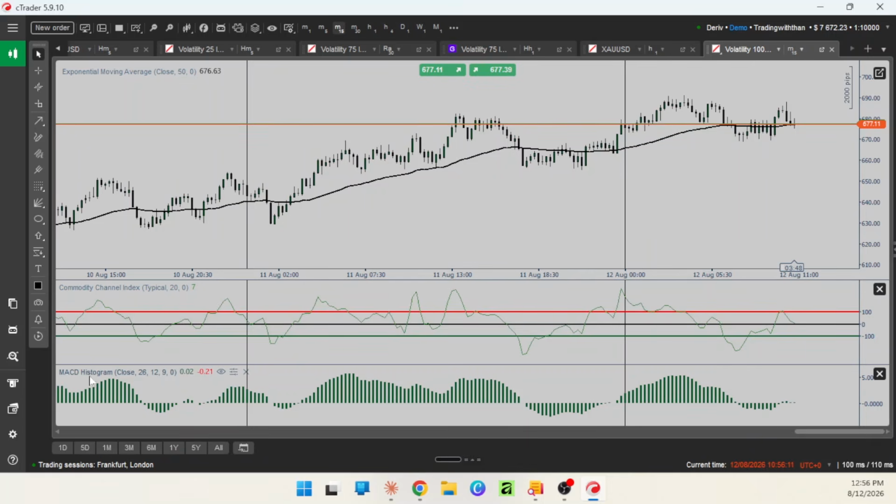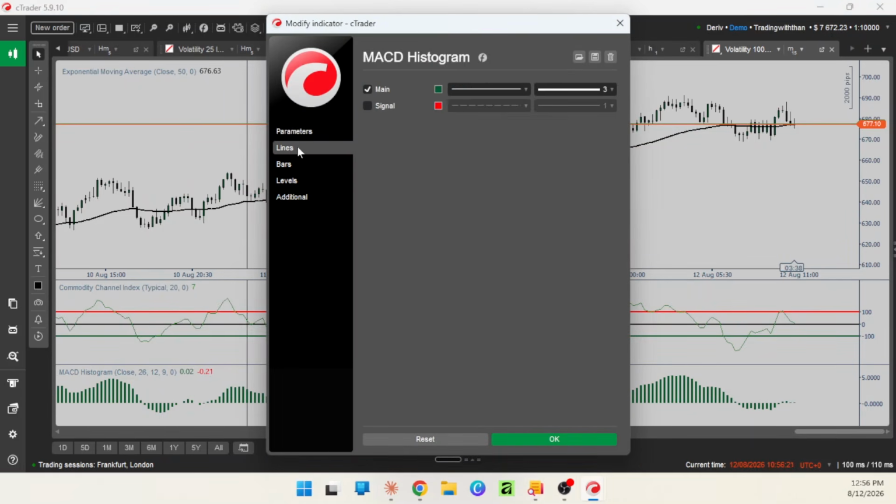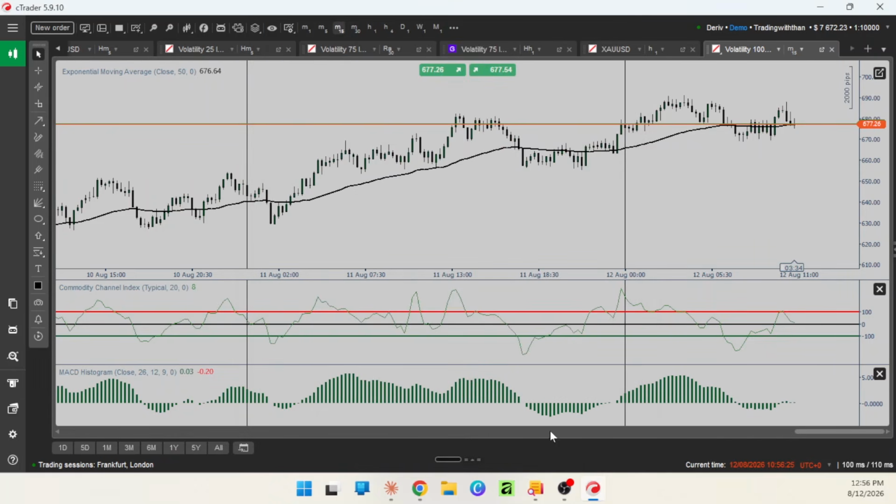So you go to your platform again, and then you add the MACD, right? You just go and add the MACD right here. So I'll use the default settings right here, but then you just go to lines right here and remove the signal. We don't need the line, we just need these histogram bars right here, right? So now let me show you how the strategy itself works.